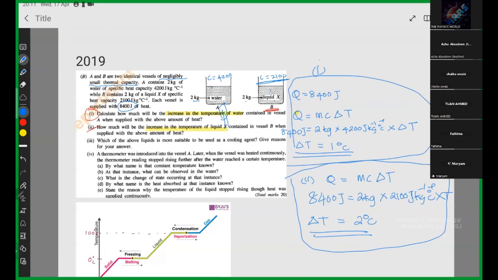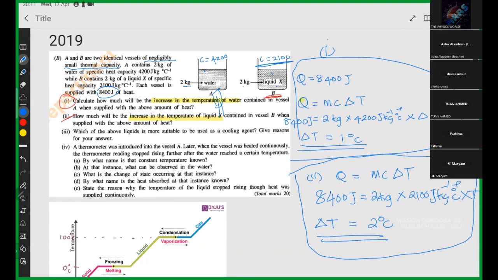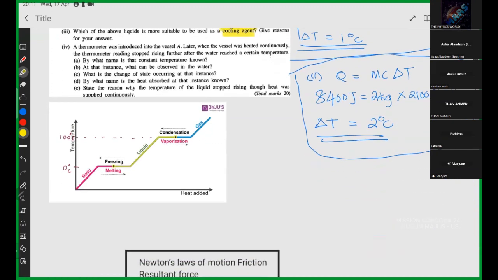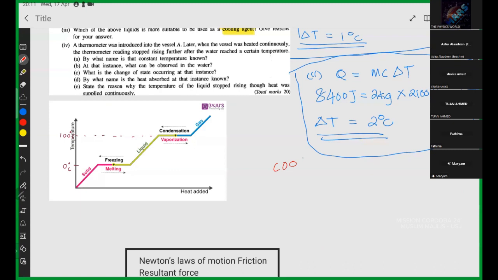Based on this, they will ask you another question. They're telling you which of the above liquid is more suitable to be used as a cooling agent. So which is suitable to be used as a cooling agent? That is the question now. Now tell me, cooling agent means what? When you heat it, it has to take more time to get heated. That is what is meant as cooling agent.